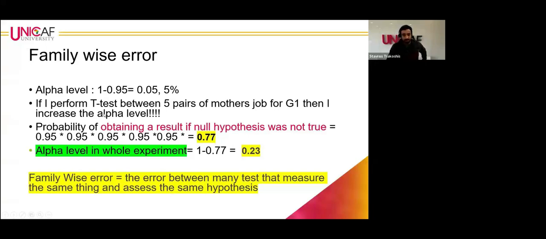And this is because all these mother jobs are under one variable, which is mother job. I don't have separate mother's job at home and mother's job at health and mother's job at services. This is one measurement. And if I, in quotations, cheat and do t-tests between all of these, it's like I don't take into account their uniformity, that this is one measurement.